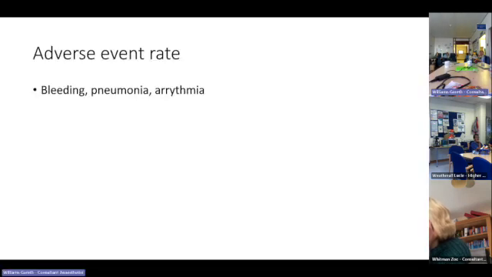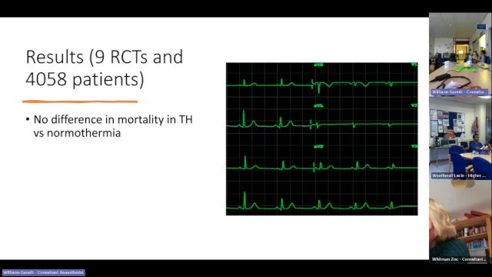And the study also looked at adverse event rates. So the study only looked at bleeding, pneumonia, and arrhythmias as complications from either normothermia or therapeutic hypothermia. So the results of the trial: 9 RCTs were eventually included with 4,000 patients. And essentially one of the take homes is there's actually no difference in mortality in therapeutic hypothermia versus normothermia.